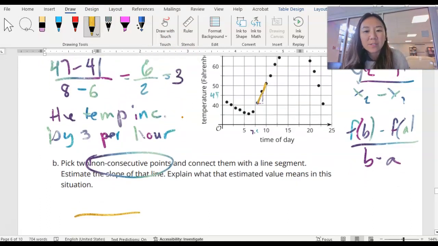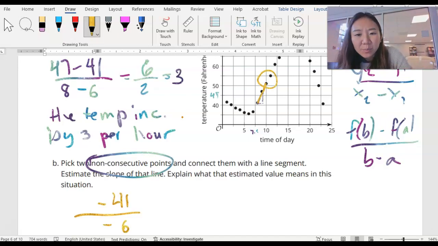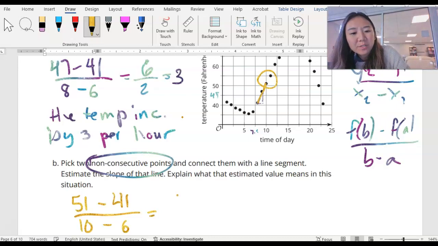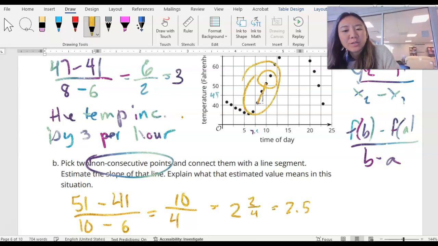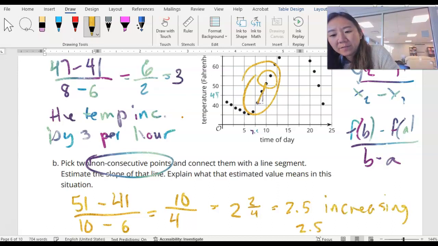And so what's nice here is I know my initial starting values are going to be the same. So they're going to be minus 41 and minus 6. But now I need to look at the values here. And so this is approximately 51. And it is on the line, so it is exactly 10. So 51 minus 41 is 10. 10 minus 6 is 4. And so that would give me 2, 2/4 or 2.5. So in this situation, the temperature is increasing 2.5 degrees per hour.